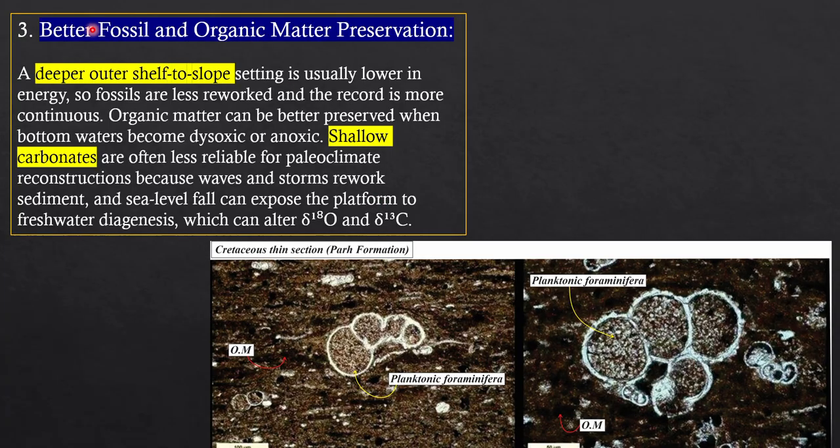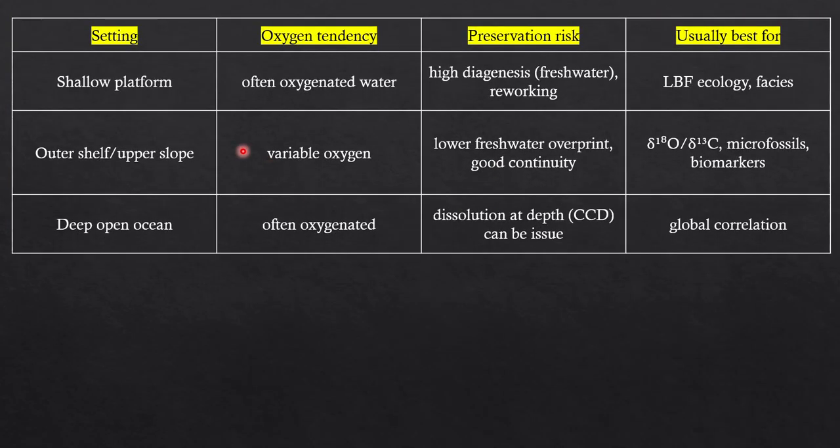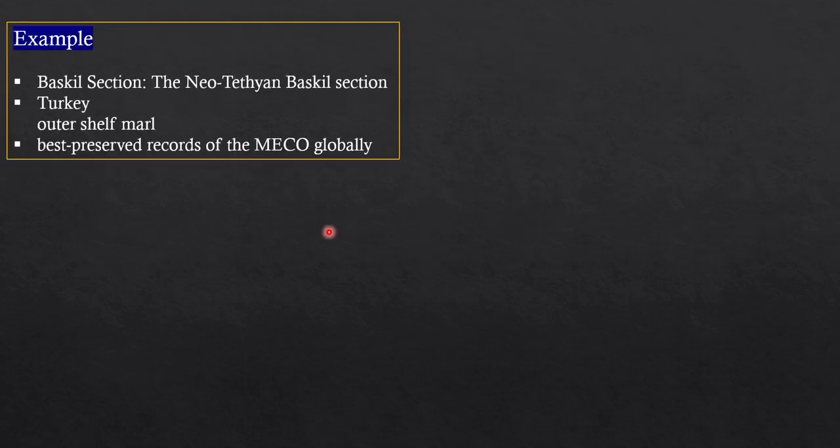Another reason is fossil preservation. Organic preservation is also good in the outer shelf, not in the inner shelf, because in the inner shelf there is a high energy environment, so dissolution and diagenesis may occur in the fossils. You can see the chart in which the deep ocean is not oxygenated, but the shallow is highly oxygenated. An example where MECO has also been studied is the Newtitis Baskel section from Turkey.